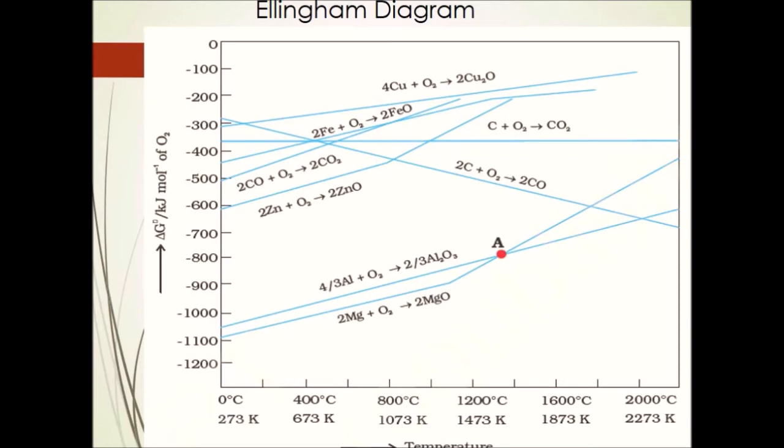Of course, this Ellingham diagram also has certain limitations. That is, the Ellingham diagram is based on the assumption that reactant and products are at equilibrium, which is not actually true. According to this diagram, it considers that reactant and product are in equilibrium, which is not actually true.